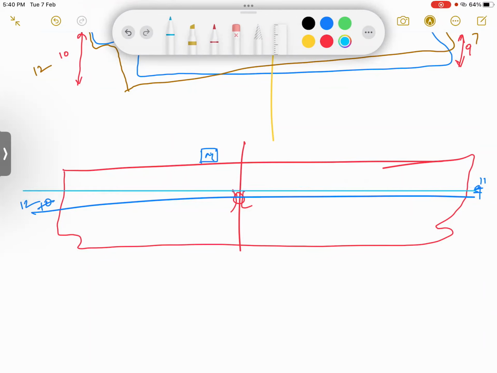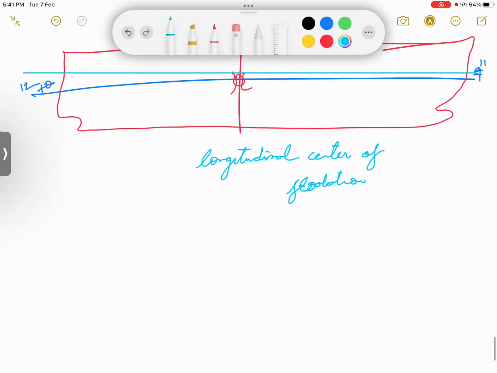Do you understand? I will tell you why. Because you are adding it at the center point of the vessel. That point is called the longitudinal center of flotation, LCF. Did you understand? Please ask me. Shall I repeat, guys? Is it clear or not? Shall I repeat? Please tell me.